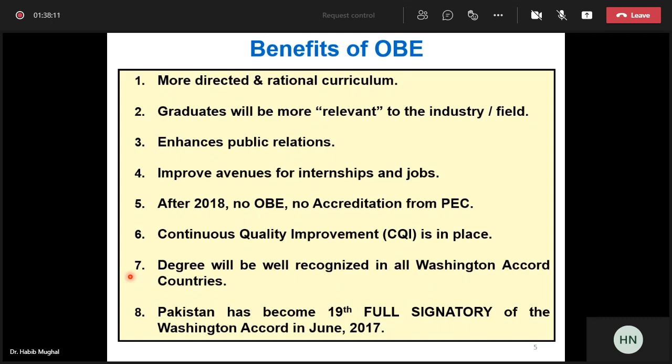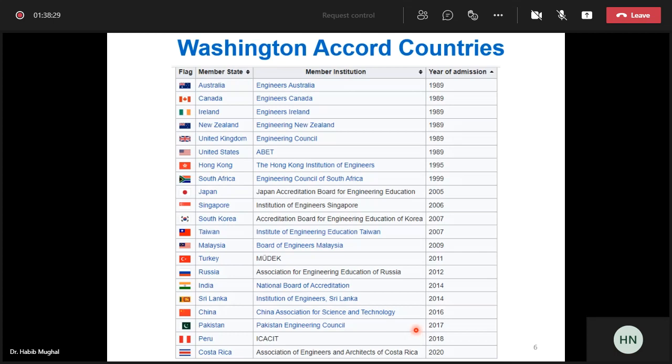And Pakistan has become the 19th full signatory of the Washington Accord in June 2017. Now we want to see what the Washington Accord countries are, where our degree is well recognized. So those are these countries, starting from Australia to Costa Rica.